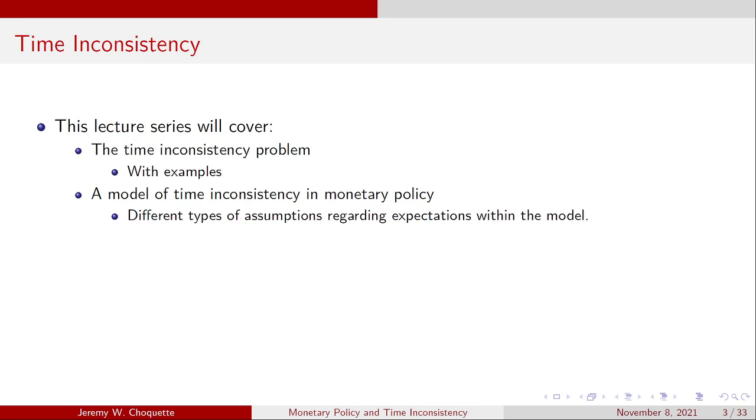We're going to be talking about different types of assumptions regarding expectations within the model. We're going to talk about the difference in equilibria from these two different assumptions within the model. Namely, we're going to be talking about rational and adaptive expectations. And if you don't know what the difference is, really don't worry about it just yet, because I'm going to go through what both of them are in relatively good detail. And that will hopefully answer some questions.